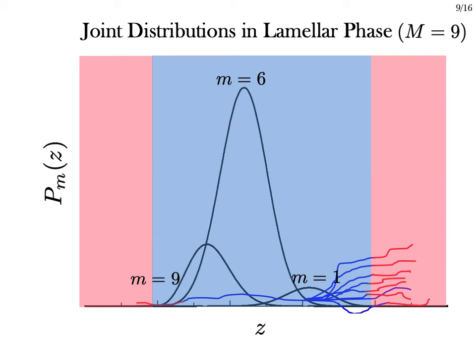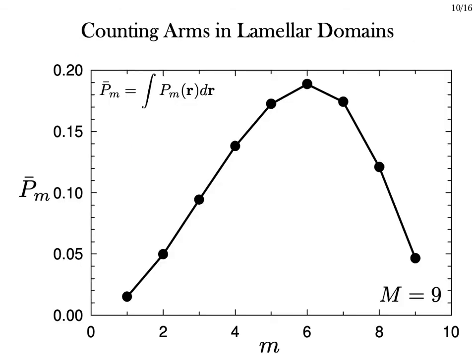Our next step is to remove the position dependence by integrating it out. This gives the probability that an arm attached to the first cell will be attached to a molecule with a total of little m arms attached to the first cell. The result of this integral, the marginal distribution, is shown here for the lamellar phase, and is given as a function of little m.